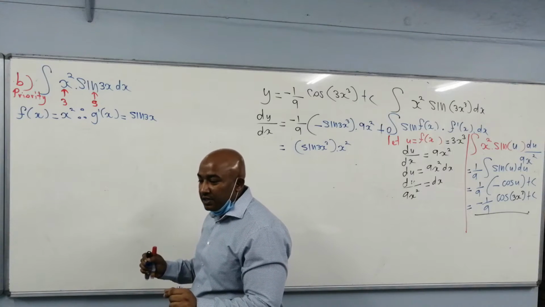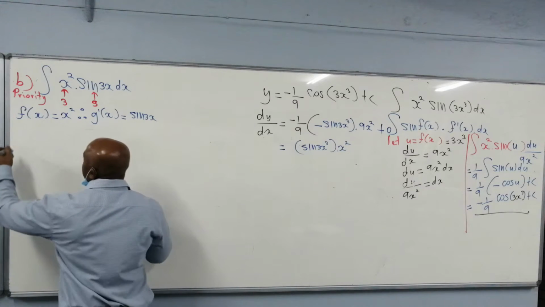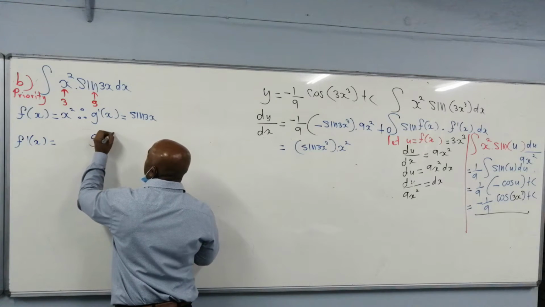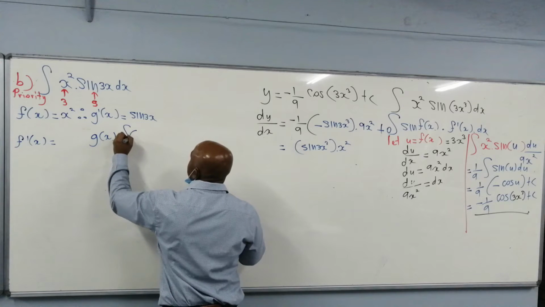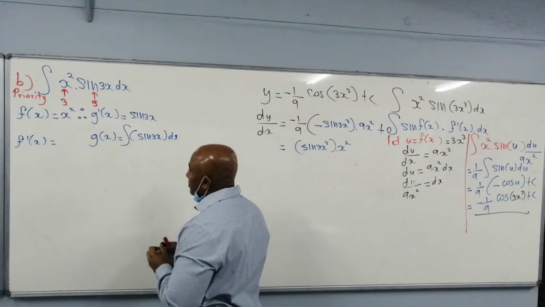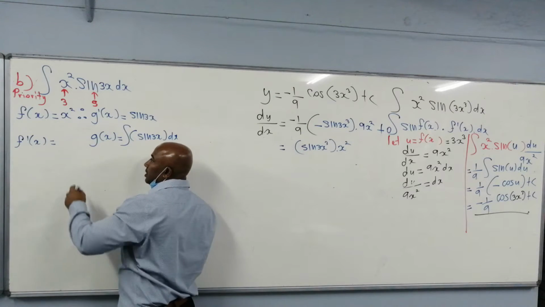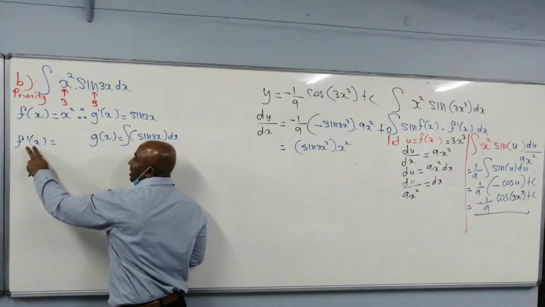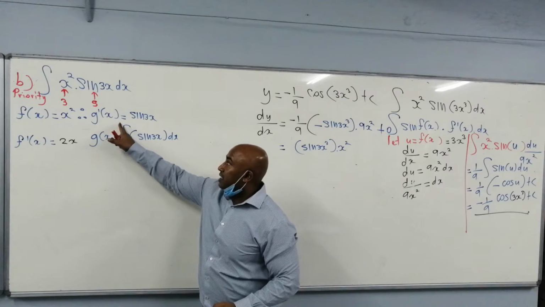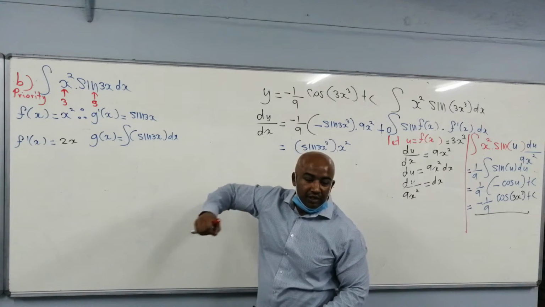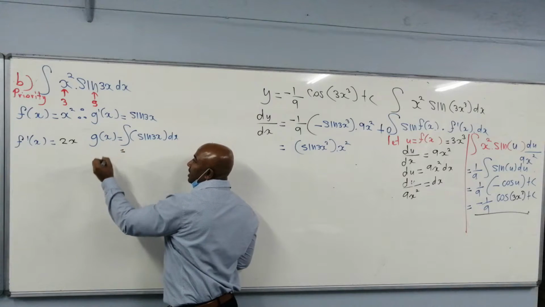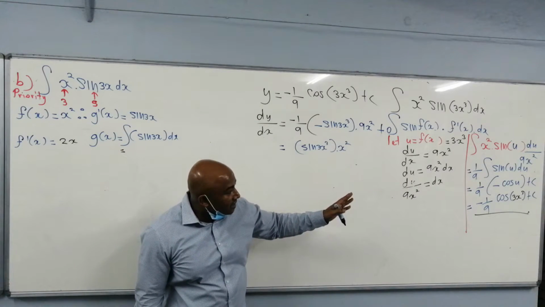Once we got that sorted out, now all we have to do is find f prime x, find g of x. So, if f of x is x squared, f prime x will be 2x. G prime x, that means when we differentiated something and the answer was sine 3x, now we need to integrate sine 3x, and I just gave you the formula for integrating sine there.